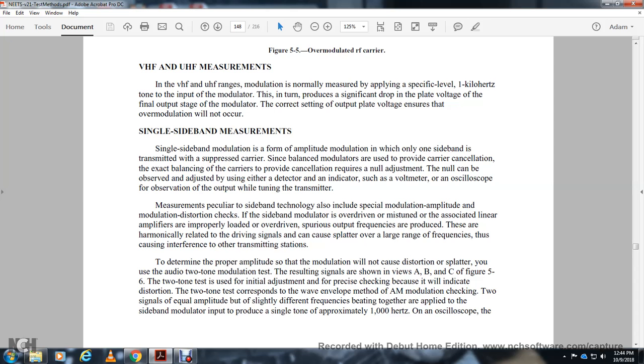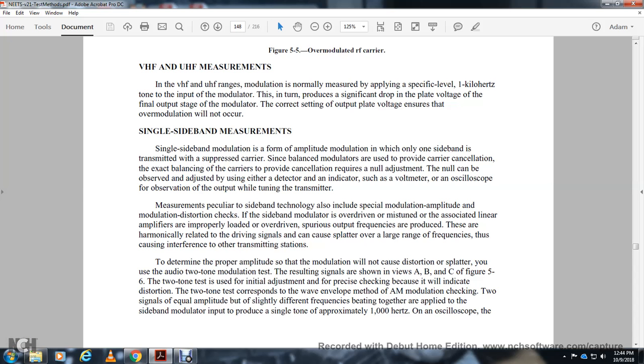To determine the proper amplitude of the modulation, account for the distortion displayed by the audio two-tone modulation. The resulting signals are shown in figures A, B, and C of figure 5.6, with the two tones used for the initial adjustment. Precise checking will indicate the distortion. Two test tones correspond to the wave and envelope of the amplitude modulation check.